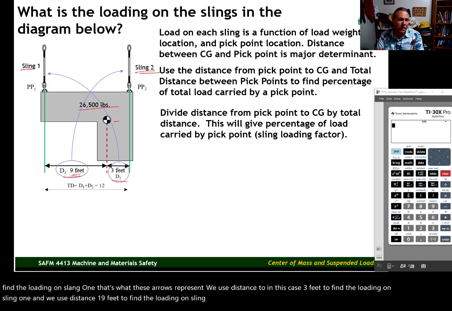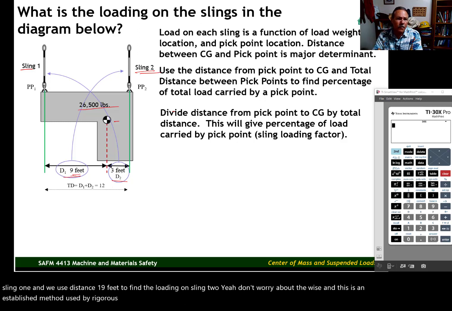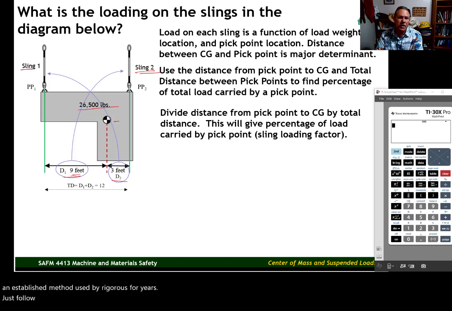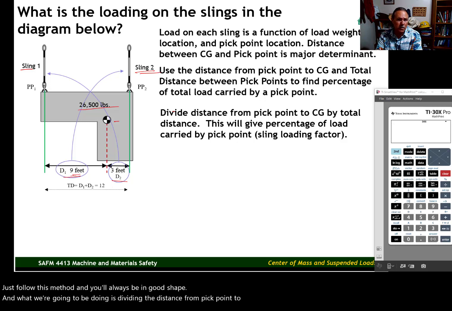Again, don't worry about the whys. Again, this is an established method used by riggers for years. Just follow this method and you'll always be in good shape. And what we're going to be doing is dividing the distance from pick point to center of gravity by the total distance.